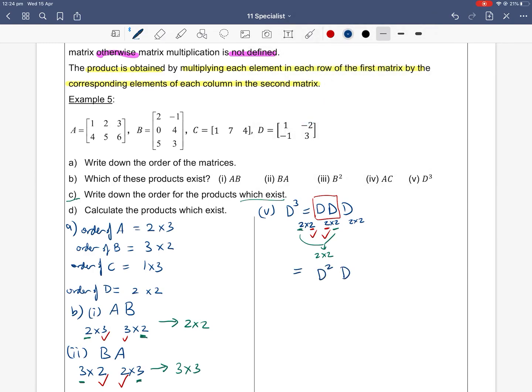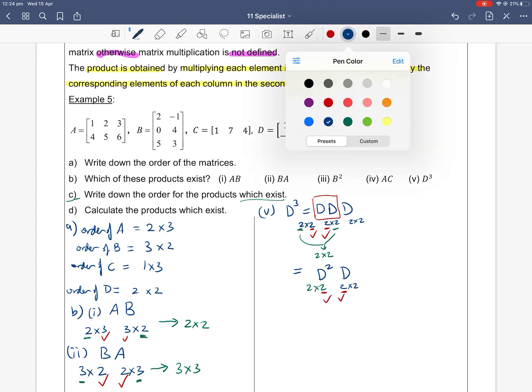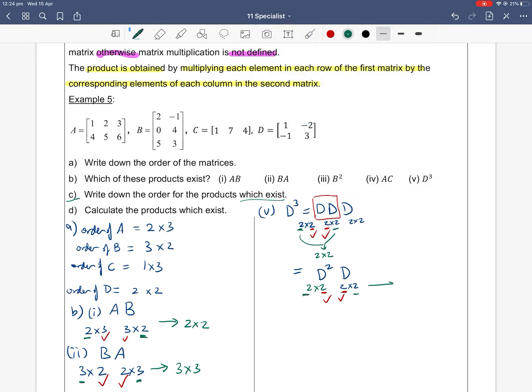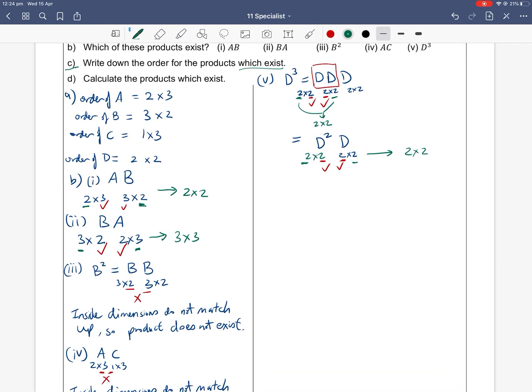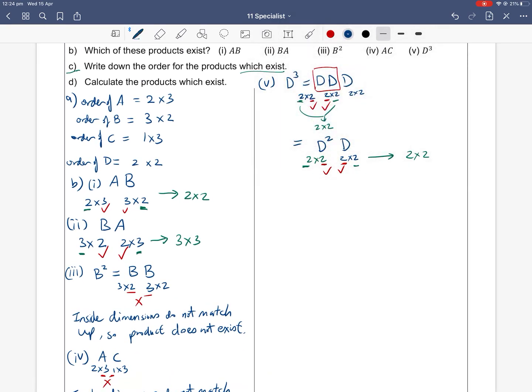So then this really gives us D squared times D, right? We agreed that D squared was a 2 by 2. D originally is also a 2 by 2. So let's check, do the inside dimensions match up? Yes, so the resulting matrix would be a 2 by 2 matrix. It would exist, and you would also end up with a 2 by 2 matrix. Okay, part D is saying, actually work out mathematically the products which exist. So out of all those options, we can only work out A times B, B times A, and D cubed. So let's work out these products.